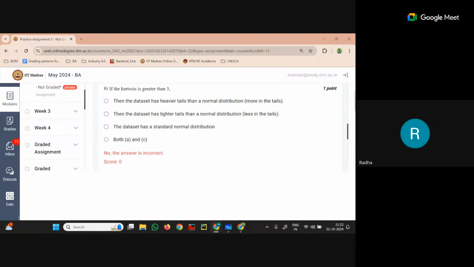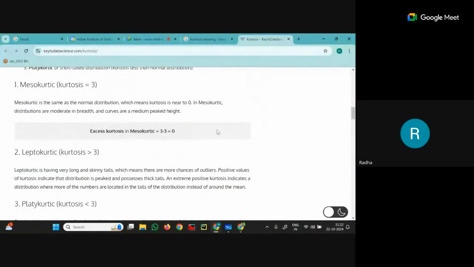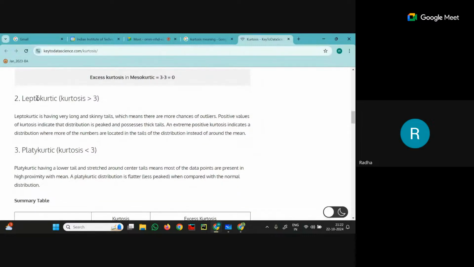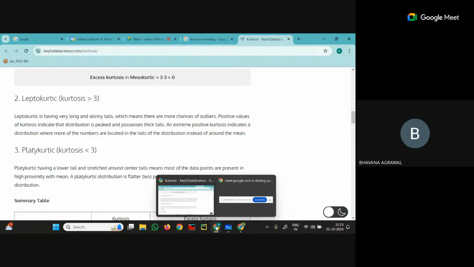Heavy tail distributions like the t distribution come under kurtosis greater than 0. It's called leptokurtic. So leptokurtic has very long and skinny tails. It could be skinny, but it's long. So there are more values in the tails. That is what this question is asking. You don't have to call it heavier, you can call it more values in the tails. The peak is very sharp.